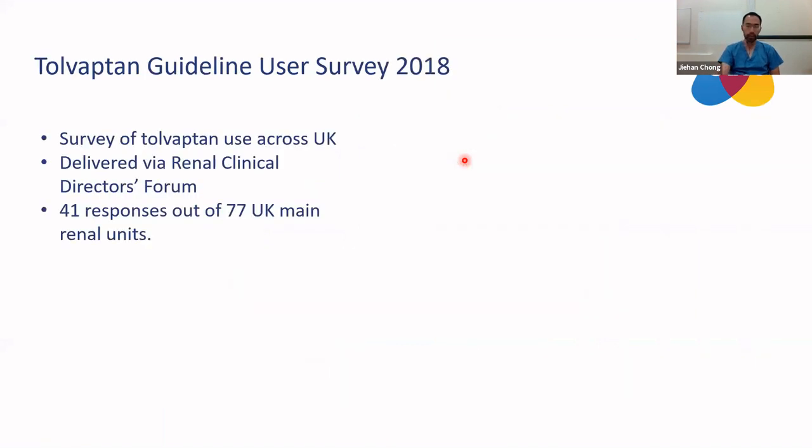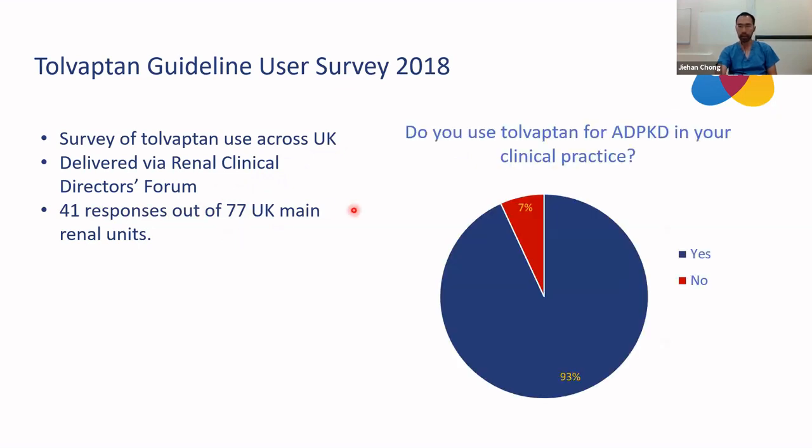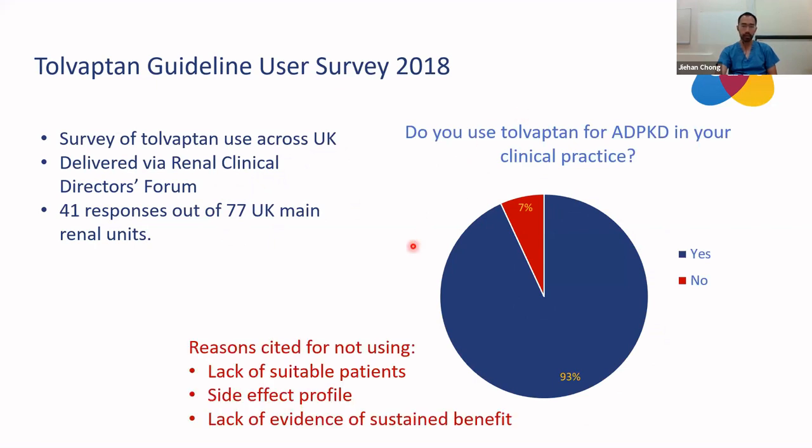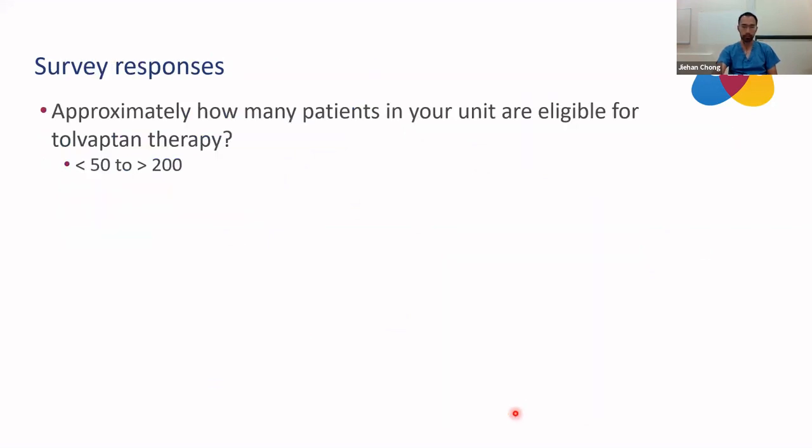In 2018, about 2.5 years after the initial NICE approval, we conducted a survey of Tolvaptan use across the UK. This was delivered through the Renal Clinical Directors Forum, and out of 77 main UK units, we received 41 responses. The headline question was, do you use Tolvaptan for PKD? And the vast majority answered yes. Of those that weren't using it at the time, the reasons cited included a lack of suitable patients, the side effect profile, and concerns about sustained benefit.